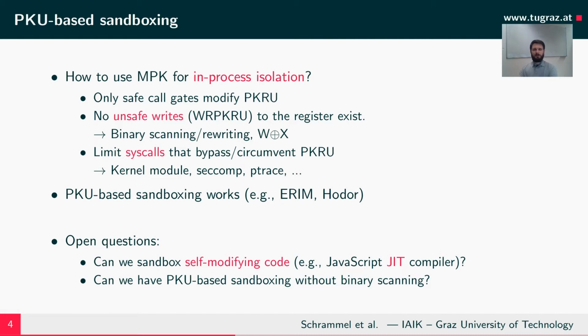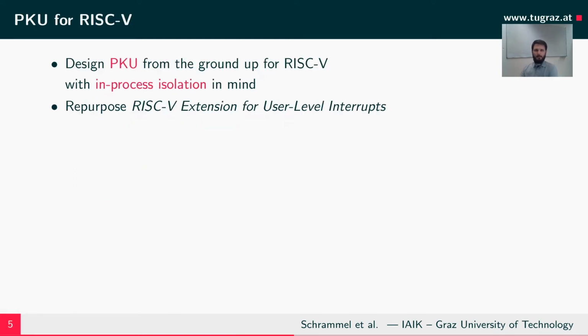So previous work has already shown that this works, for example, Ariane or Hodor. However, there are some open questions. For example, can we sandbox self-modifying code, JavaScript compilers? Can we have protection key-based sandboxing without the binary scanning? This brings us to our work.